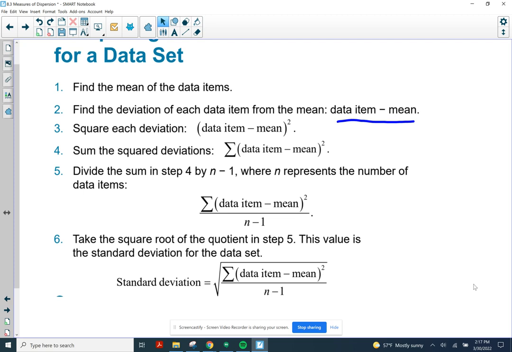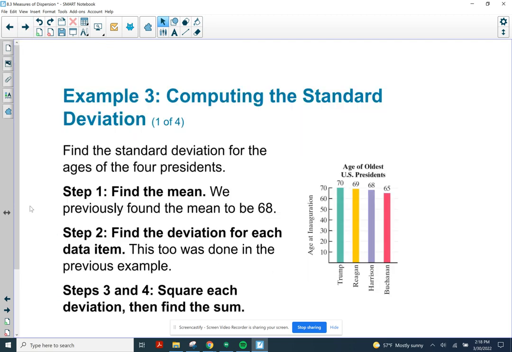If you have a good calculator, it will actually do this for you. So you find the mean, you find the deviation for each data item, you square those, you add the squares that you found in step 3, then you divide that sum from step 4 by n minus 1, where n is the number of data items. And finally, your last step is to take the square root of what you found in step 5. And that's the standard deviation. So it's a long process.